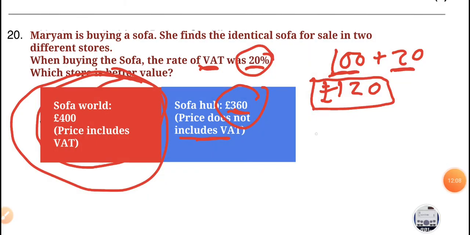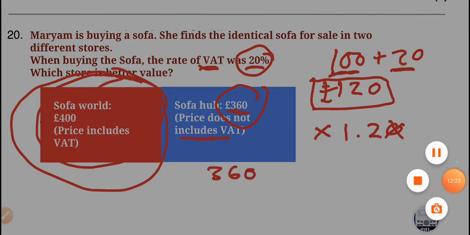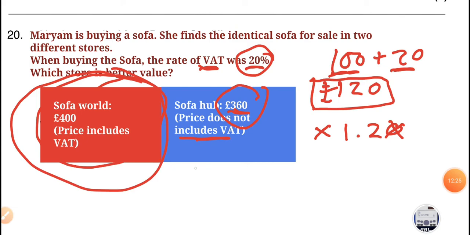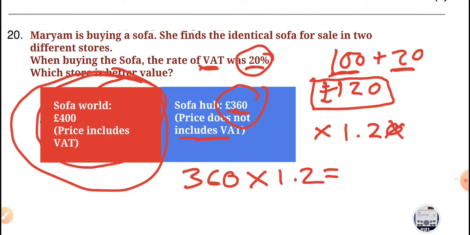So if something increases by 20%, the decimal multiplier will be 1.20. I don't need to write the 0, it could just be 1.2. So the value of the sofa without VAT is £360. Times that by 1.2 on the calculator, and this will give me my answer. The answer is £432.